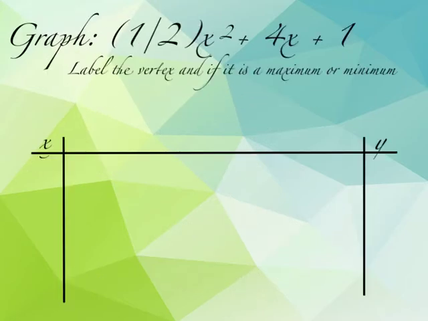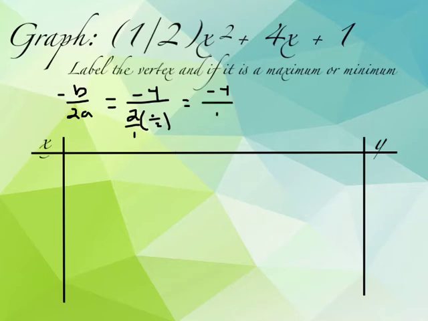There won't be many examples on this video, but I thought it would be helpful for us to go ahead and do an example of graphing a parabola. To start off, we want to find our axis of symmetry, so that is negative b over 2a. So that would be negative 4 over 2 times 1/2. 2 over 1 times 1/2 multiplied straight across is 2 over 2. So that's negative 4 over 1, which is just negative 4.